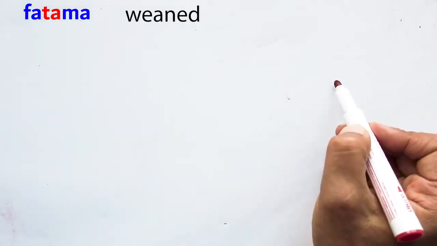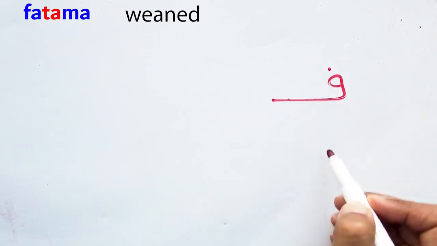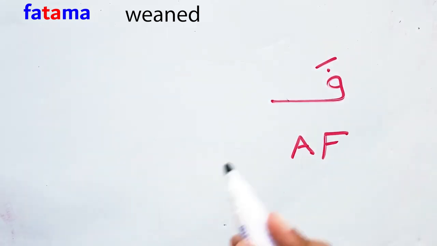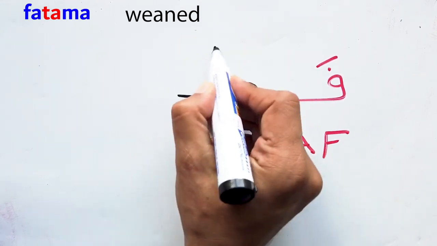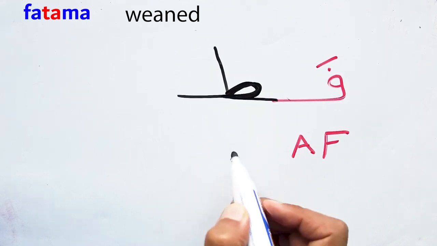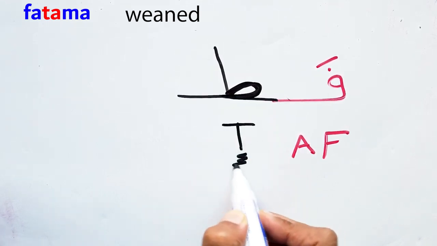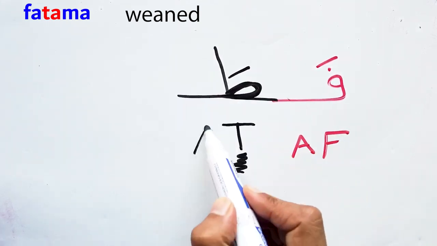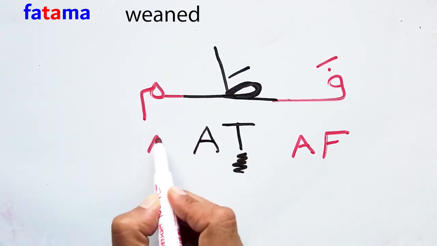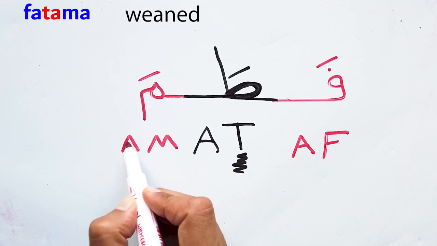Let's check another verb, which is فطم. The sound of F. The sound of A. And then we have the sound of strong T. It has to be like this. Sound of strong T here. So ta, the sound of A, and finally mem, the sound of M, and ma, this sounds like A.